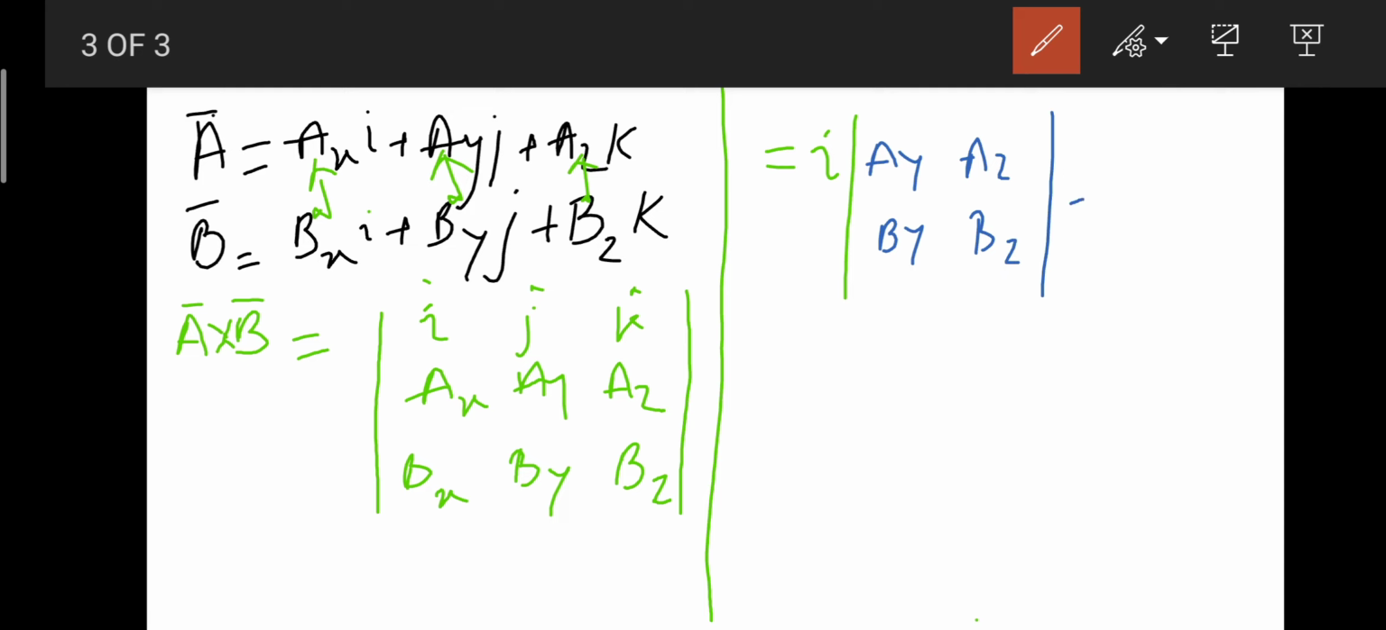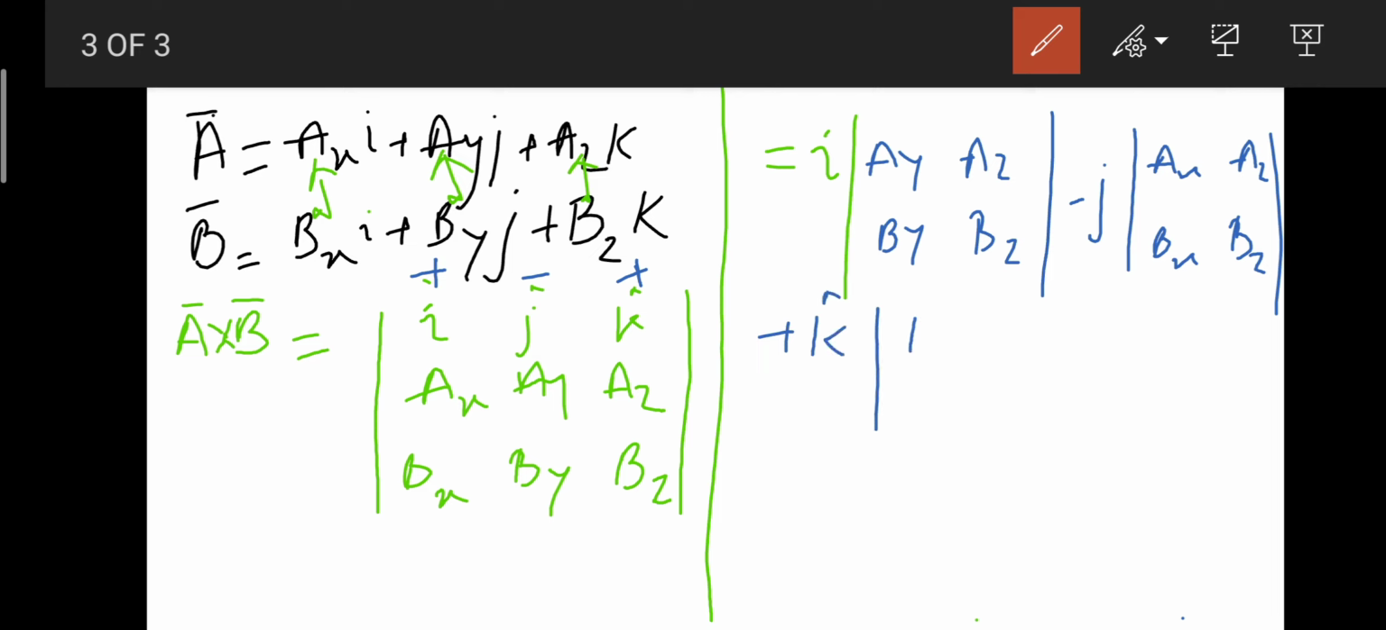Now the second one, which is j, so minus j would be equal to, I don't need to discuss why there is a minus over here, because we use a plus sign, then a minus sign, and then again a plus sign. So that's how we are going to put the signs. Next, for j, we are having ax, az, and bx, bz. This is the second. And the last one, which is k, for this we are having ax, ay, and bx, by. Now we are going to solve these matrices using the determinant method.